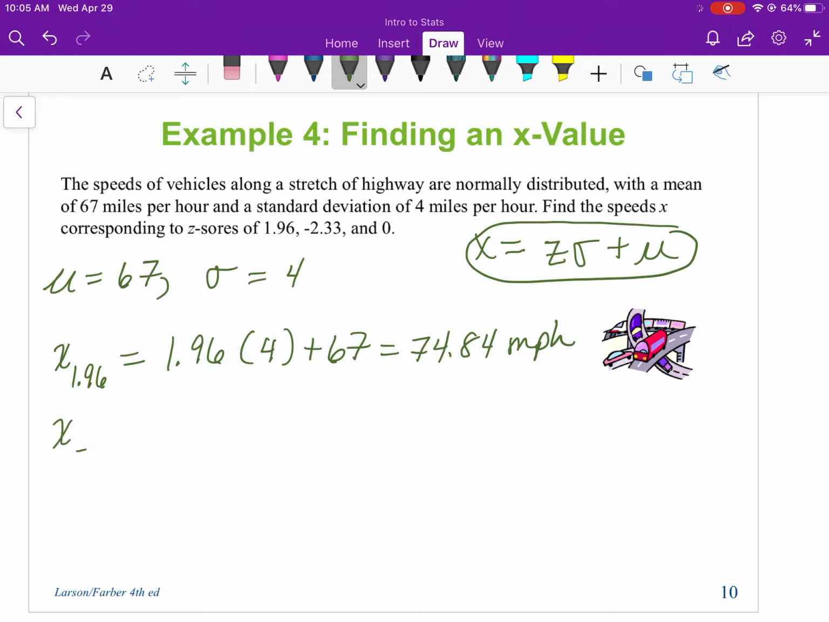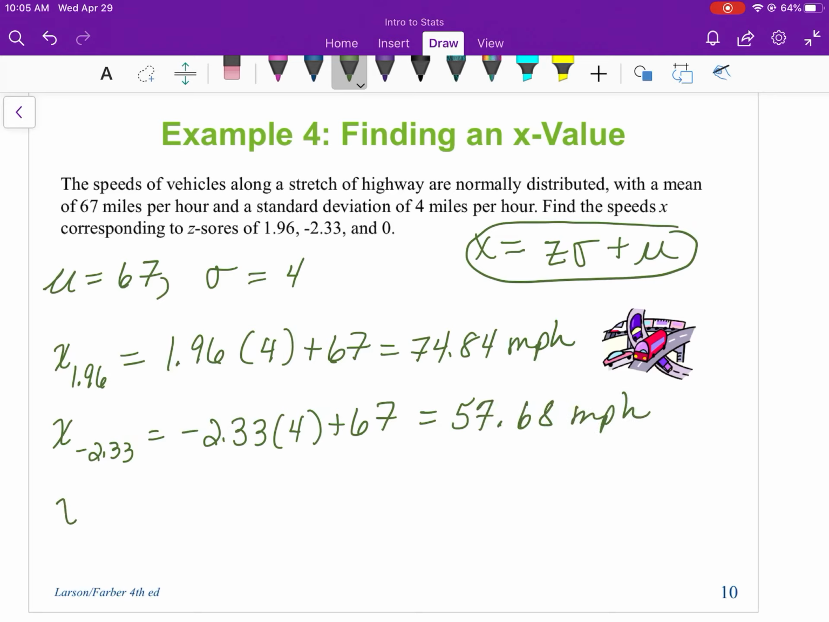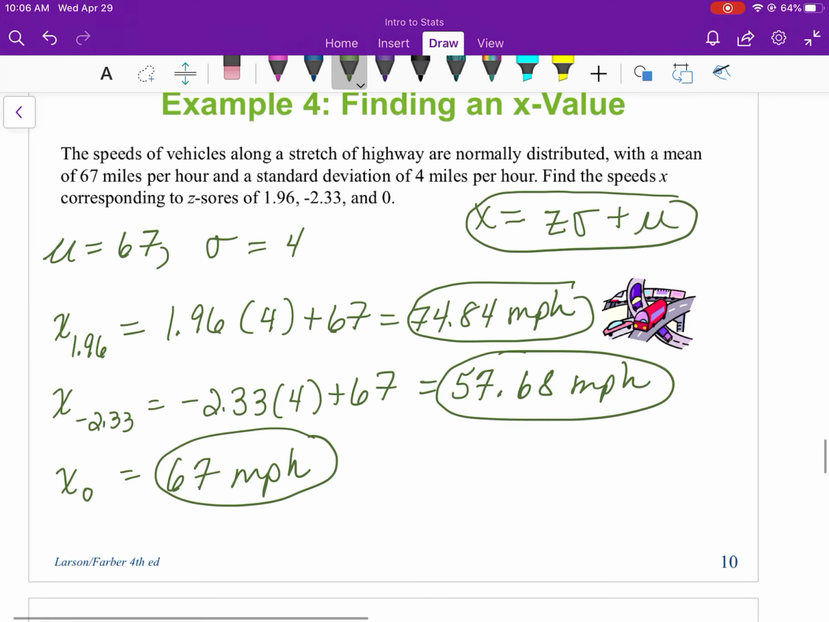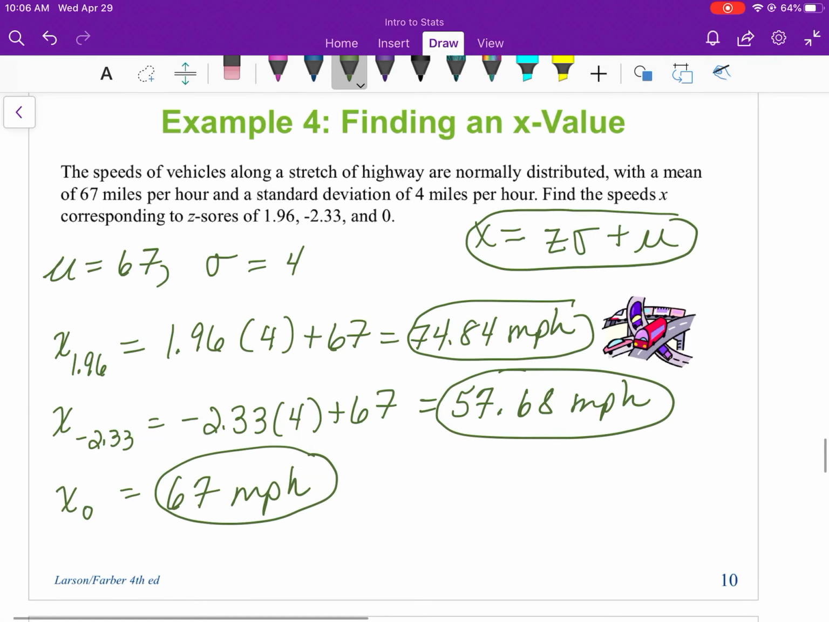And then we have x of negative 2.33. When the z-score is negative, he's under the average, so he's going below 67 miles an hour. In fact, he's going 57.68 miles an hour. When the z-score is 0, that means that you're sitting right there at the mean. The mean is 67, so that's all you need for that one. All right, so there are the three x values for the three z-scores that they gave you. I'm going to stop this video here, and we're going to pick up in the next video with the next example.